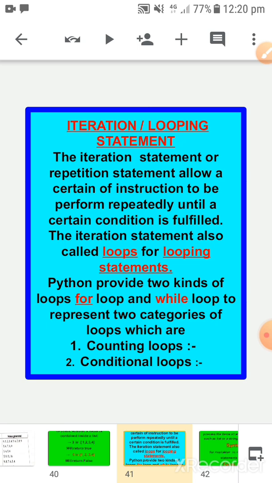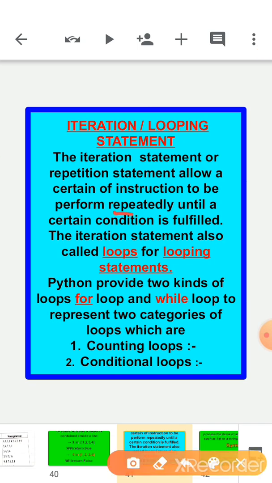So with this we are going to start with iteration looping statement. See children, iteration means repetition. Statements allow certain instructions to be performed repeatedly, until a certain condition is fulfilled. If that condition is fulfilled, the particular set of instructions will repeat again and again. So this iteration statement is called loops and looping statements.